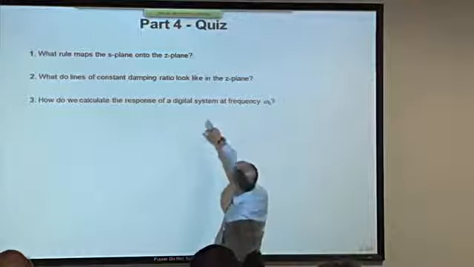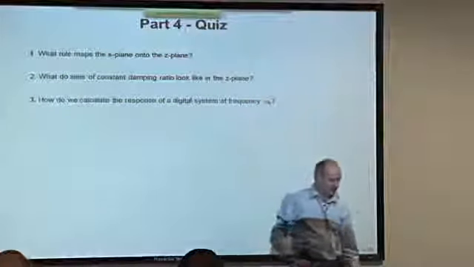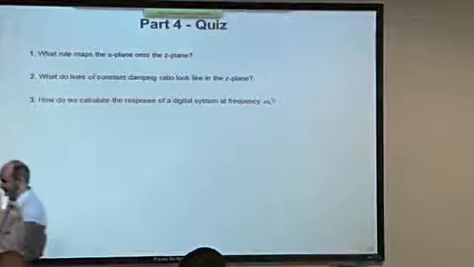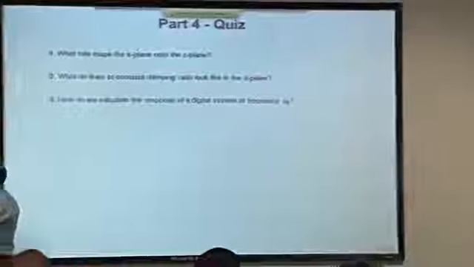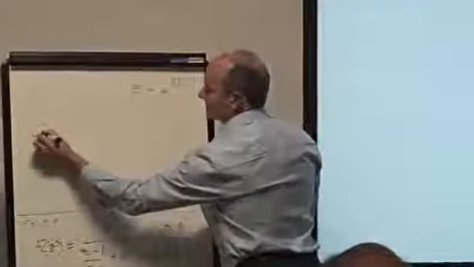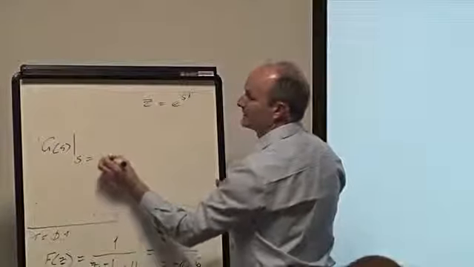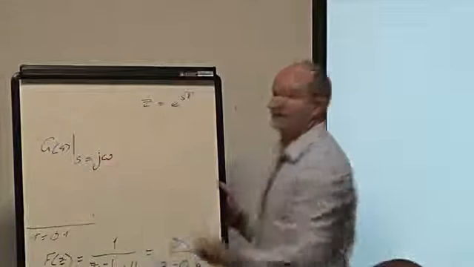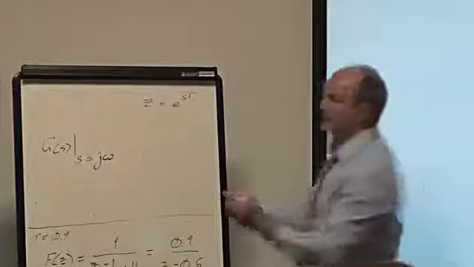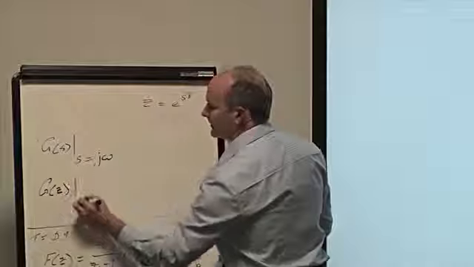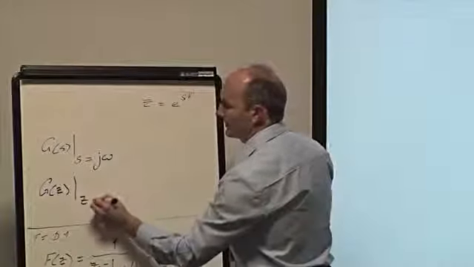How do we calculate the response of the digital system at frequency omega naught? I did actually have this on an earlier slide, but I didn't highlight it very well. So if I have a continuous time transfer function, let's call it G of s, and I want to know its frequency response, I evaluate it at s equals j omega. We did cover that. Now if I have a discrete time transfer function with a z transform, I evaluate it at what?